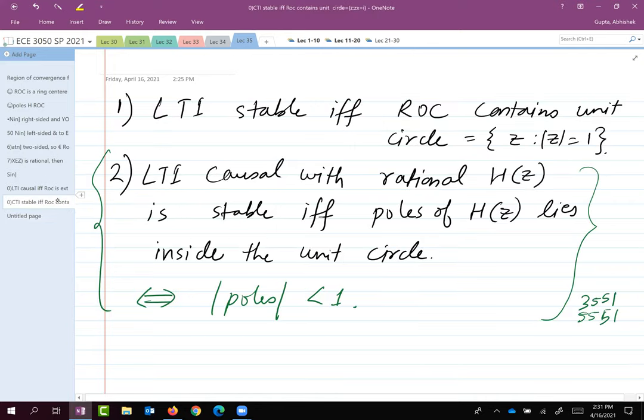Any questions so far on these two results, causality and stability? Okay.